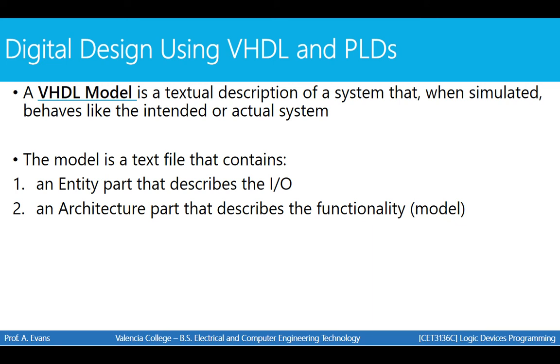So essentially, your VHDL model is a text file, and it has to contain two pieces of information: an entity part that describes the inputs and the outputs to your system, and then an architecture part that describes the functionality. So with every design that we make in this class, you will have to have an entity and an architecture. Again, the entity describes the inputs and the outputs. So for an XOR gate, I have 2 inputs and 1 output. And then the architecture describes the functionality. So within the architecture, I'm going to implement the Boolean logic behind the idea of XOR.